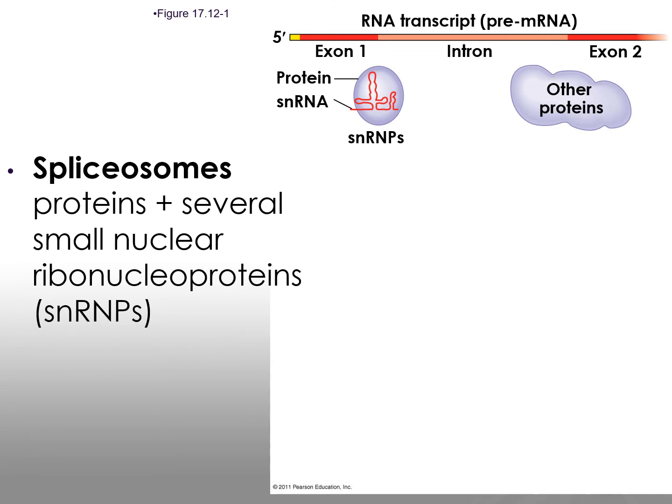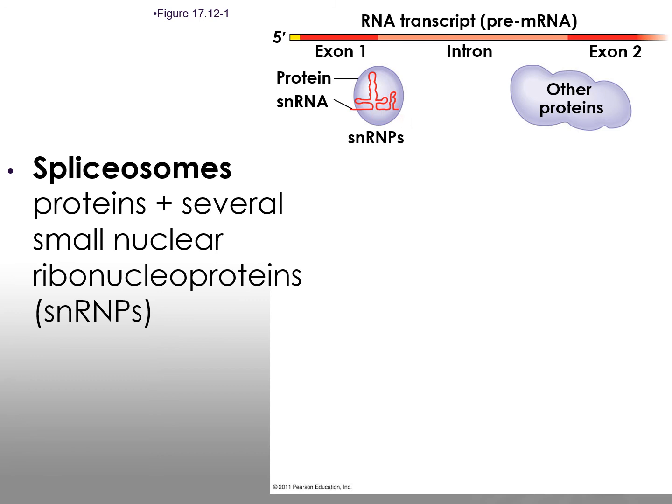Now let's talk about what actually does this splicing. It's called the spliceosome. The spliceosome is basically a complex of proteins and small nuclear ribonucleoproteins. So you can see we've got other proteins and then the small nuclear ribonucleoproteins with some RNA in it. Okay, so this is another form of RNA.